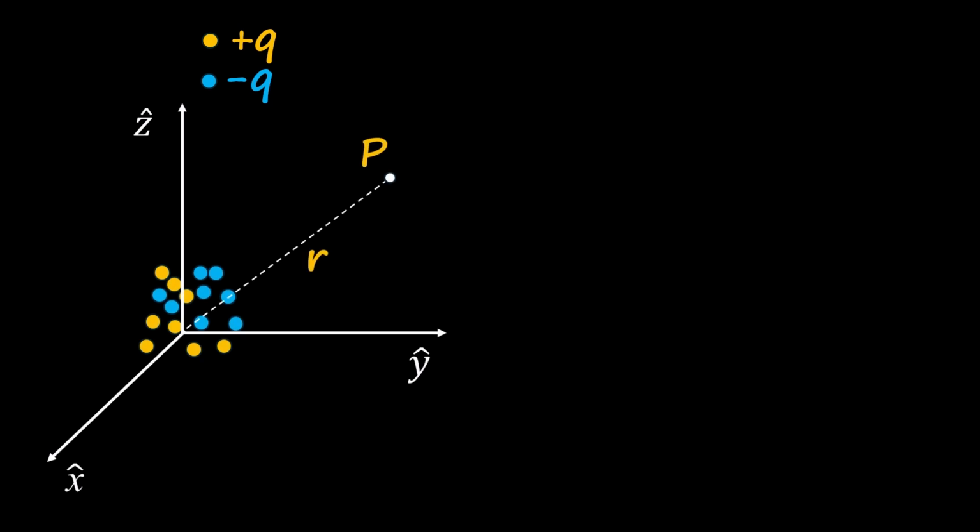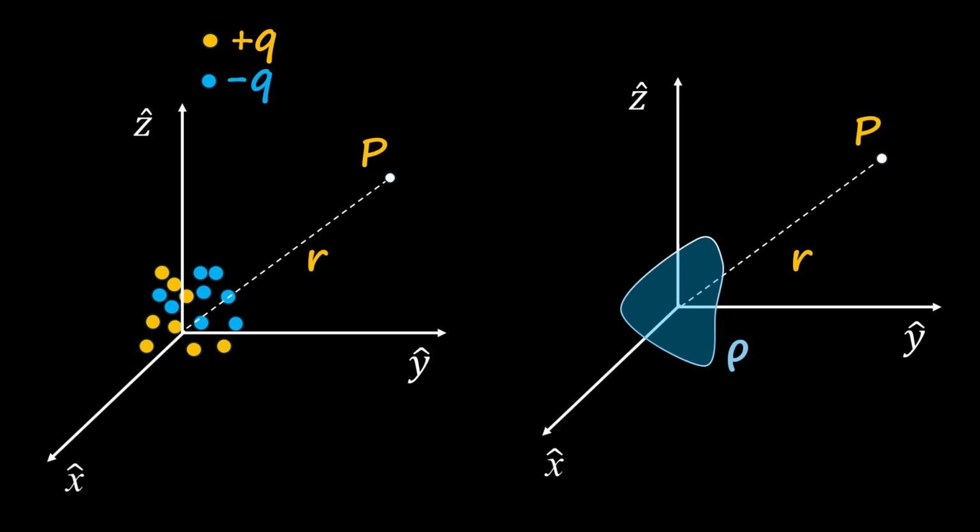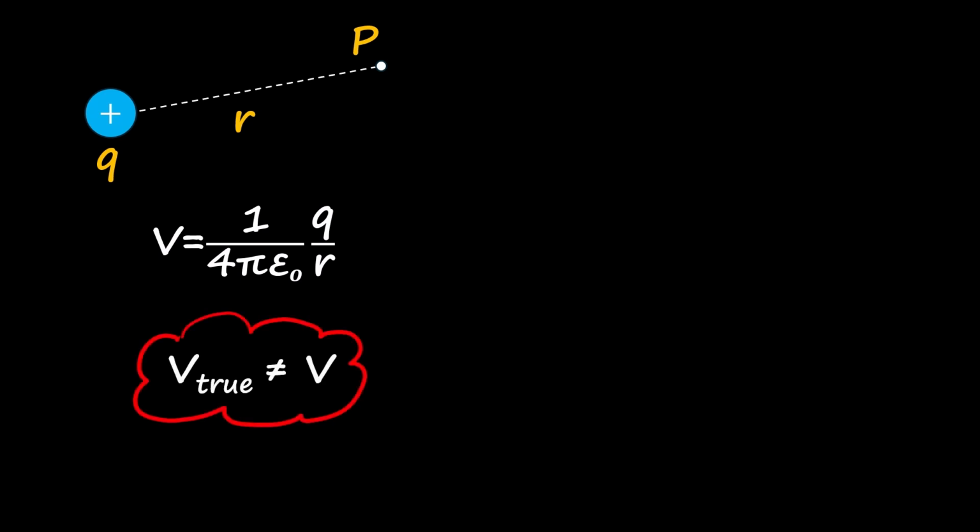Suppose you are given a system of discrete charge distribution or a system of continuous charge distribution. Can you find out the potential in a simple way without doing any complex mathematics? From our school physics, we know that the potential due to a point charge at a distance r is given by this expression. But do you know that this expression is not a true expression?